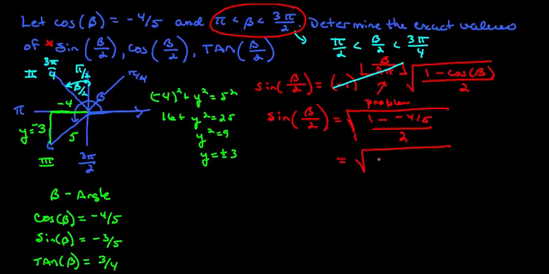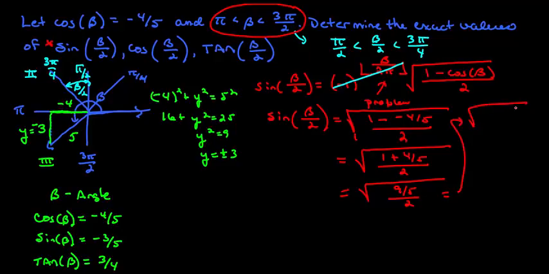So it'll be 1 plus 4/5 over 2. So this will be 5/5 plus 4/5, which is 9/5, divided by 2. That's going to give me the square root of 9 over 10, which is the square root of 9 over the square root of 10. And that's 3 over the square root of 10, which is 3 square roots of 10 over 10.